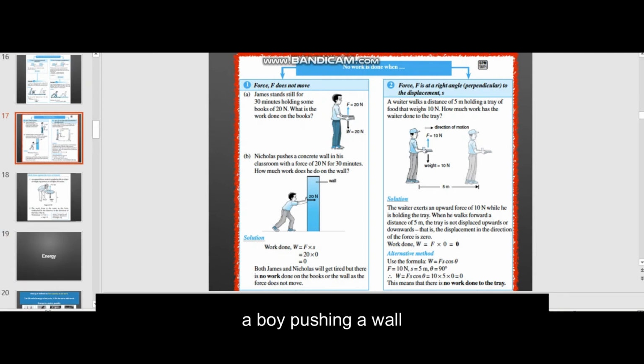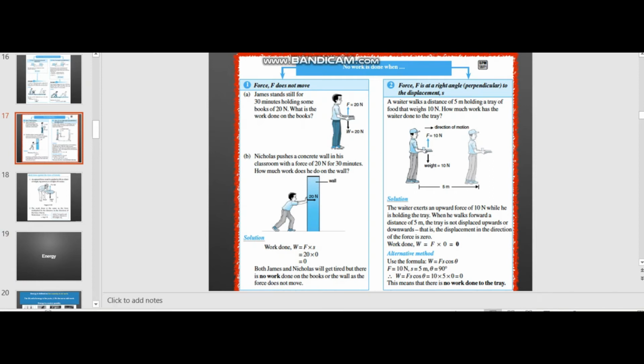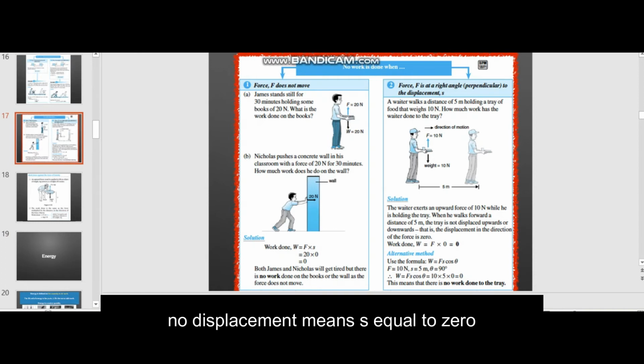And the next one is the boy pushing a wall where the wall did not move and there is no displacement here. So when there is no displacement, s will be equal to 0. So the work done is equal to 0.